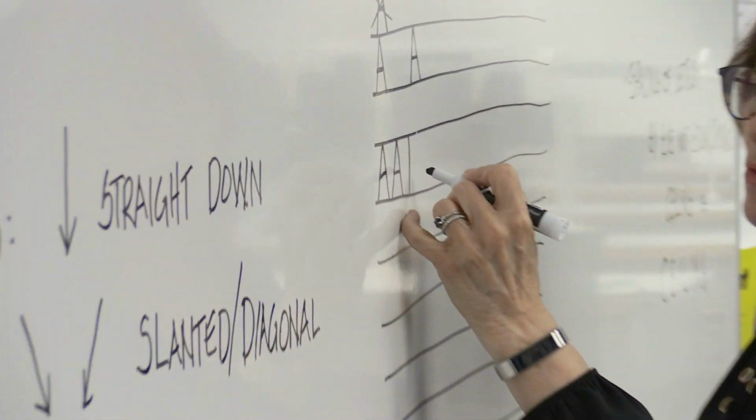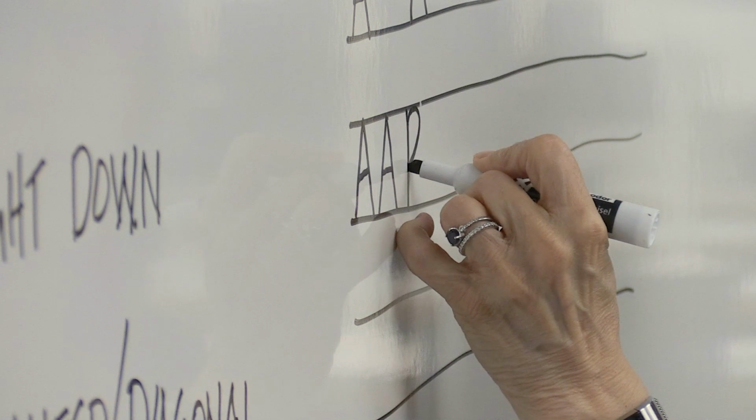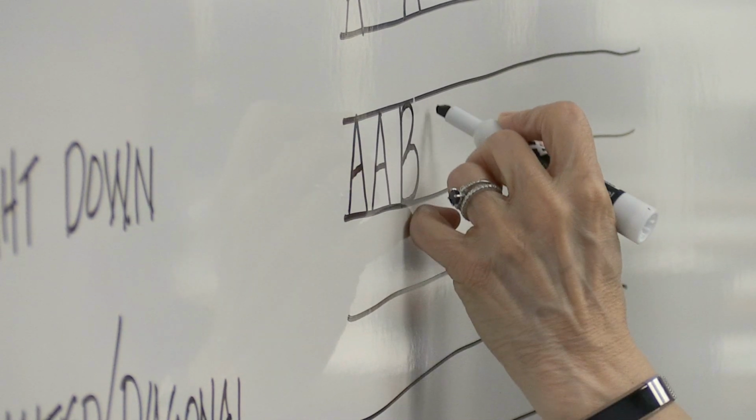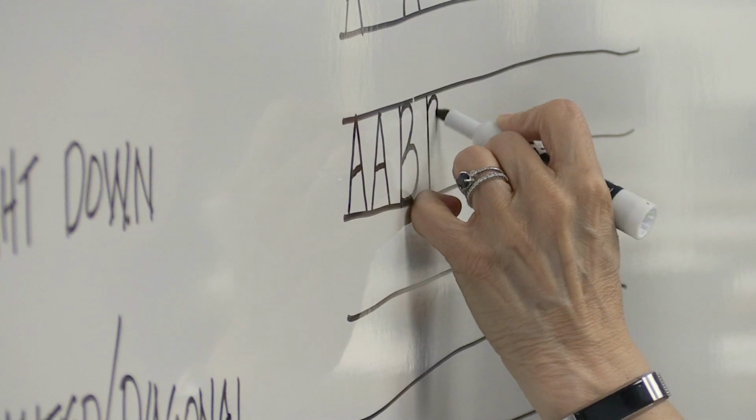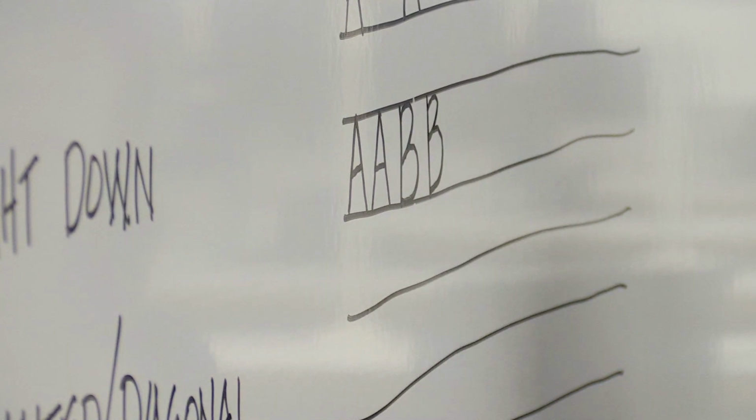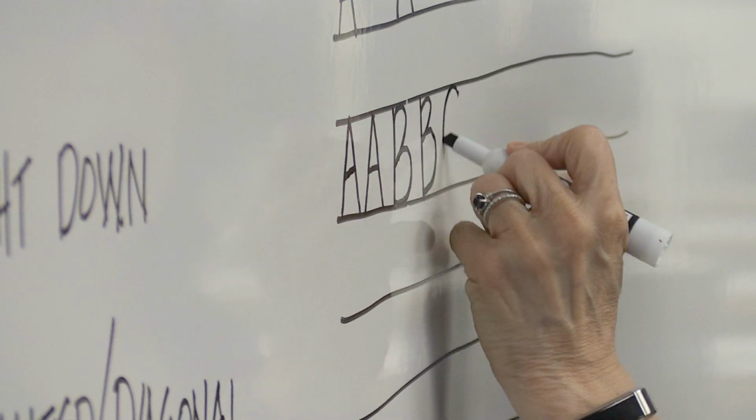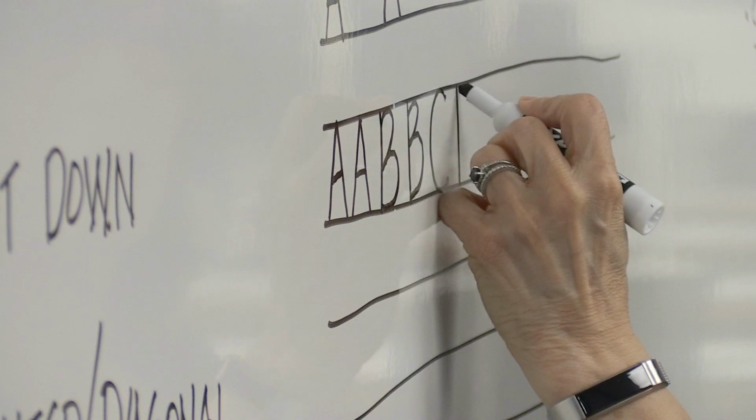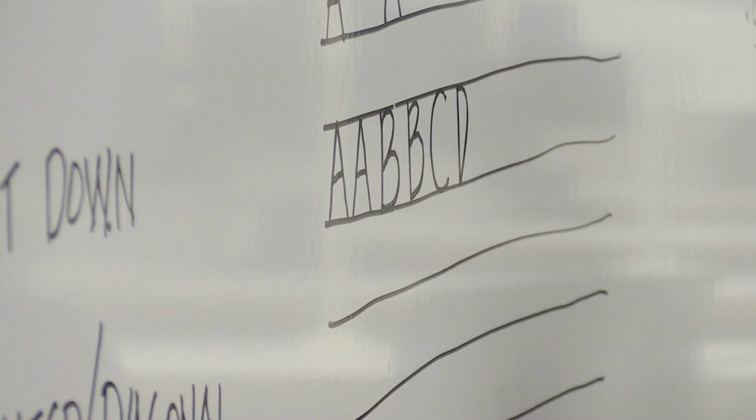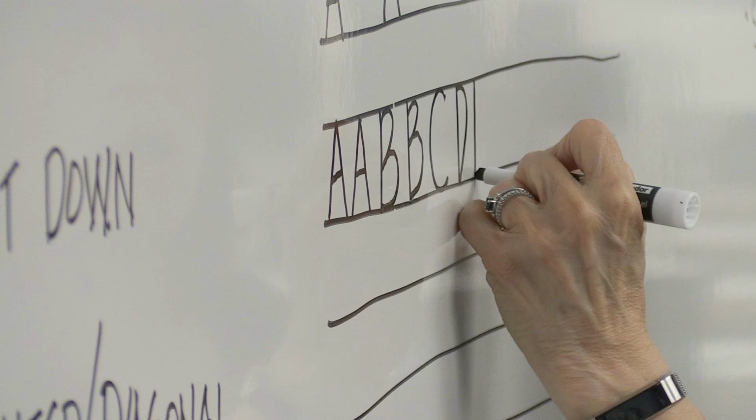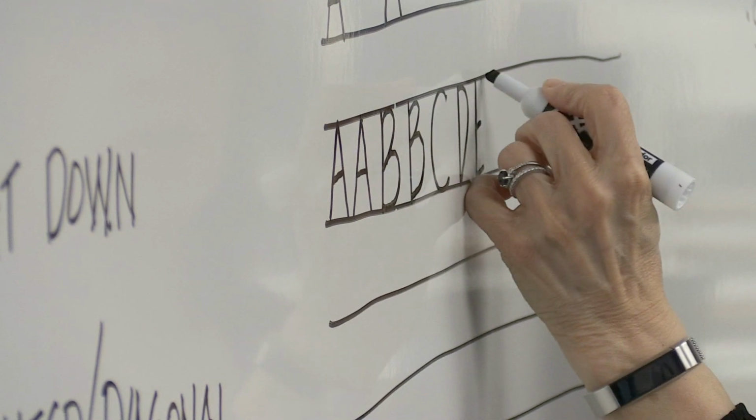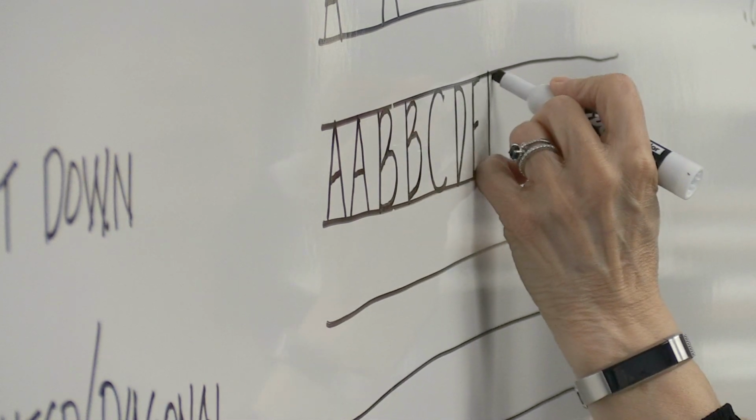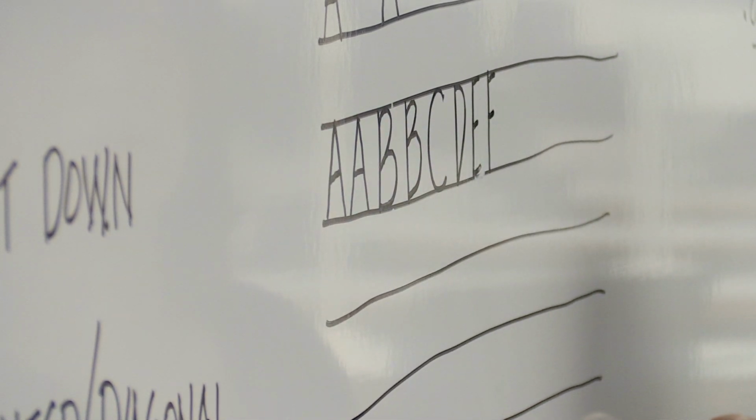For a B, vertical is 1 stroke, curve is 2, another curve is 3. So when you're doing your B, you're 1, 2, 3. C is a curve and it's 1 stroke. D, 1, 2. E, 1, 2, 3, 4. F, 1, 2, 3.